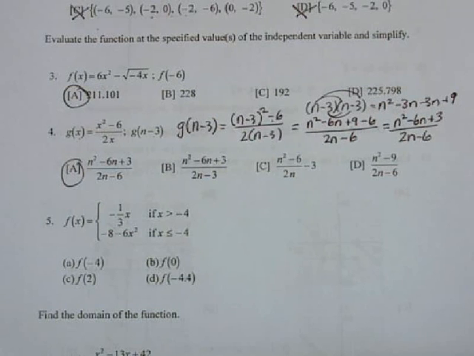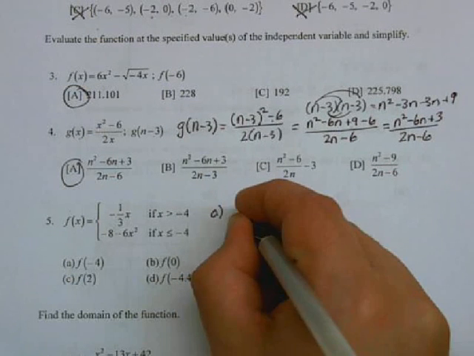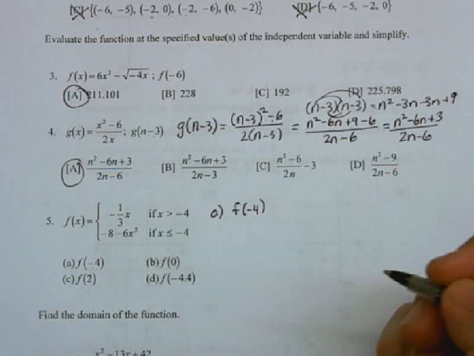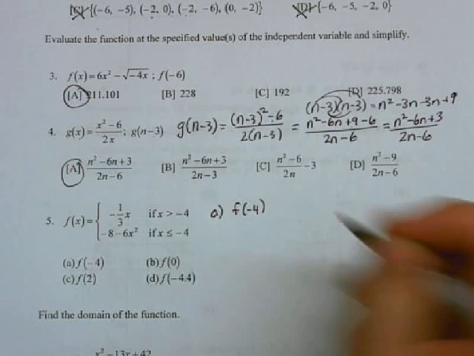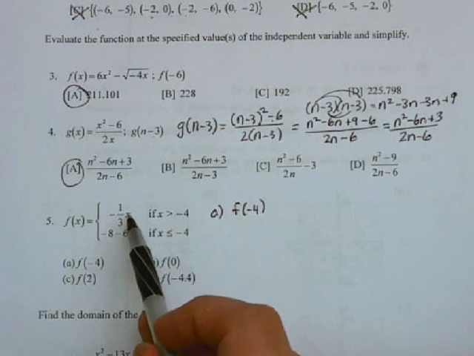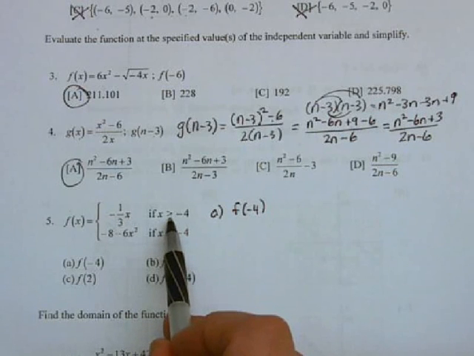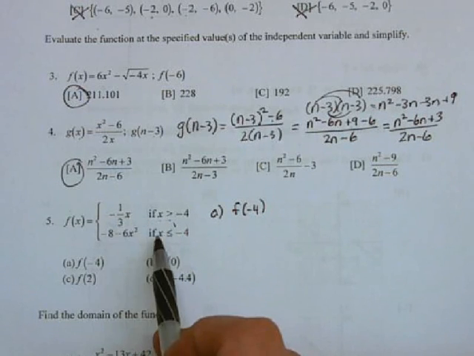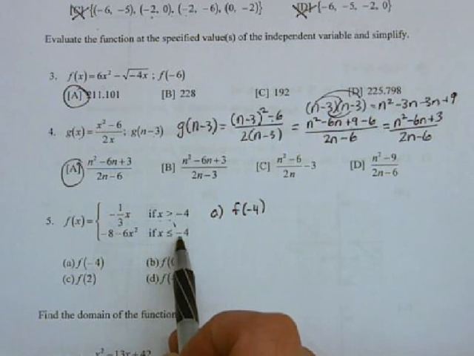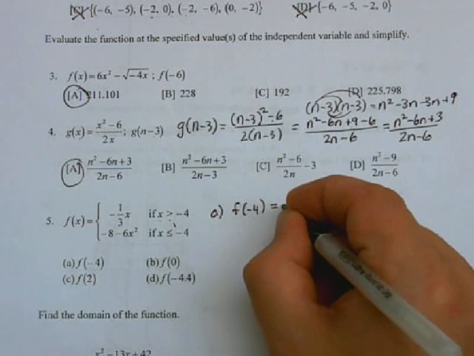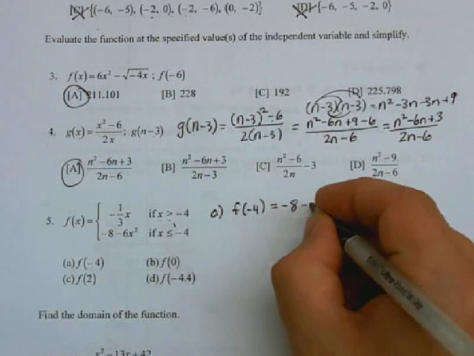Number 5. This is what we call a piecewise function. Which expression we use to evaluate depends on our input or x value. So for a, we have f of negative 4. So our first step is to determine which of these expressions we're going to use. Well, x isn't greater than negative 4, so we're not going to use the top one. But x is less than or equal to negative 4. So wherever we see x in the bottom expression, we're going to plug in negative 4.